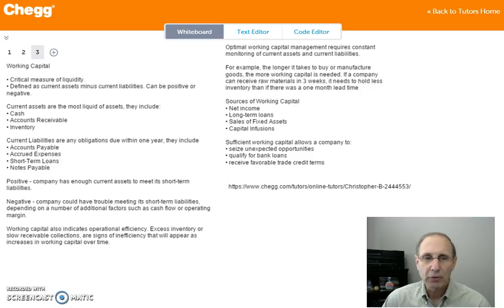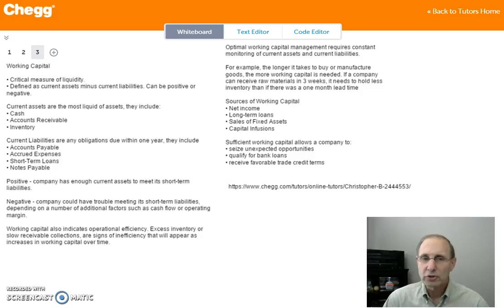If working capital is positive, it means the company has enough current assets to meet its short-term liabilities. If working capital is negative, then that means the company could have trouble in fulfilling its short-term liabilities, depending on a number of additional factors, such as cash flow or operating margins.